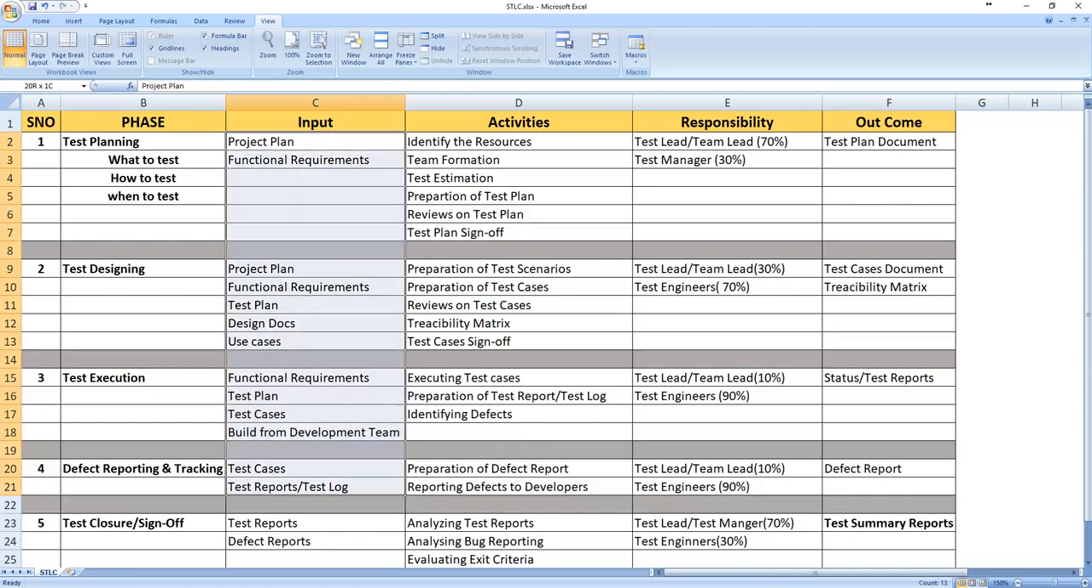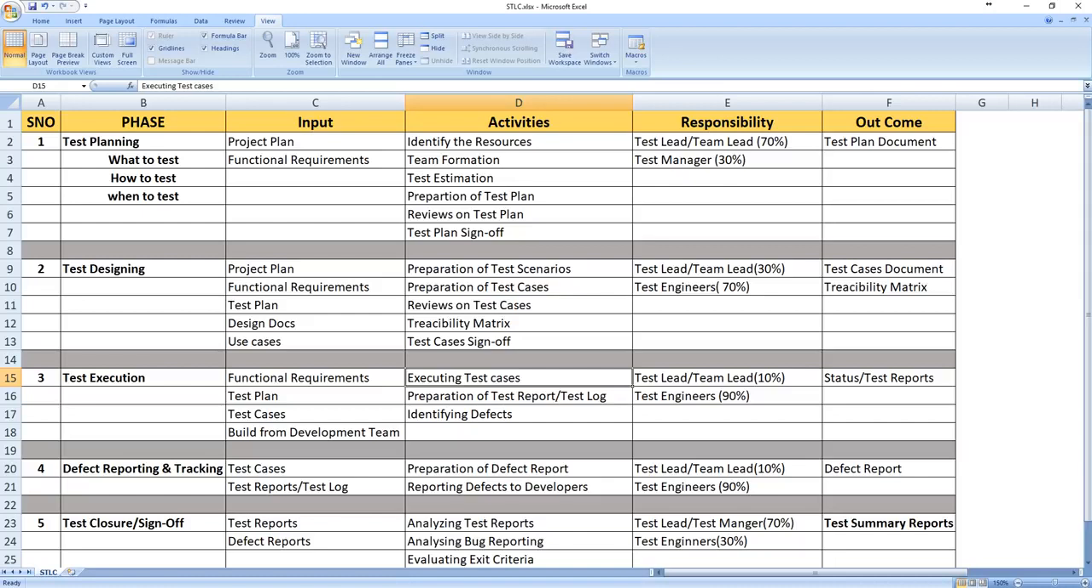Then what activities will we perform here? We execute our test cases, and while executing them, we prepare test reports and the test log. The test report and test log are exactly the same. The test log says how many test cases have been executed, how many passed, how many failed, and how many are blocked. All this information will be in the test log document. The same thing we call a test report. At the end of the day, you need to produce the report.